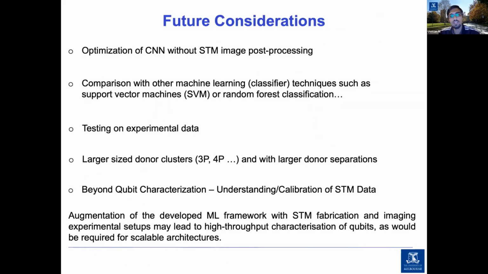For future considerations, we haven't done any optimization of the convolutional neural network in our work. We rather focused on simplifying the STM images by edge detection or by feature extraction. But in future, in principle, you can leave the image as it is, and do more optimization of the convolutional neural network by having many max pooling steps and simplifying images that way. That's another area we can focus on and compare the efficiency. We can also look at other machine learning classifier techniques, for example, SVMs or random forest classification, and see how they compare with the convolutional neural network.